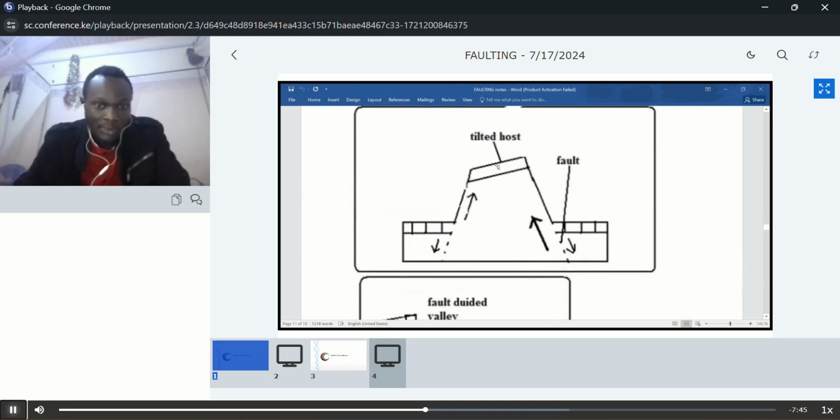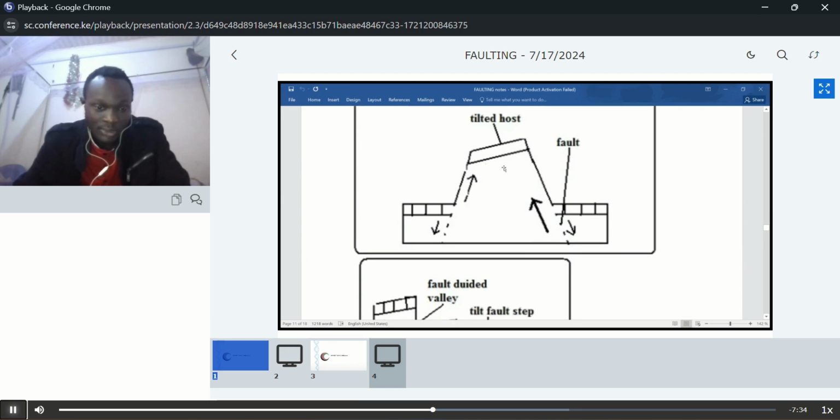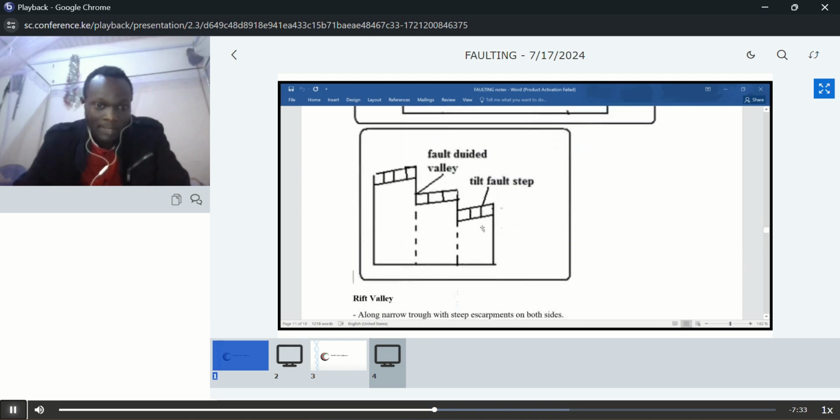And we have the tilted horst. We have the fault here, and there is a greater uplift from this region, leading to a tilted horst. When there is a greater uplift on the fault scarp, this region is tilted upwards.